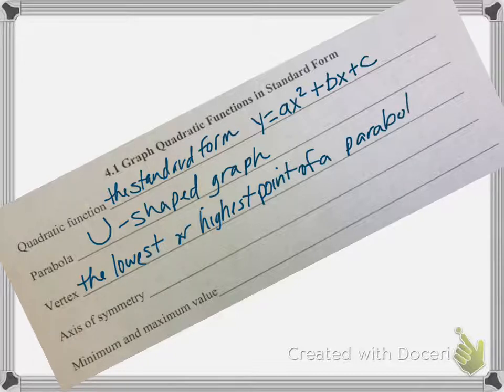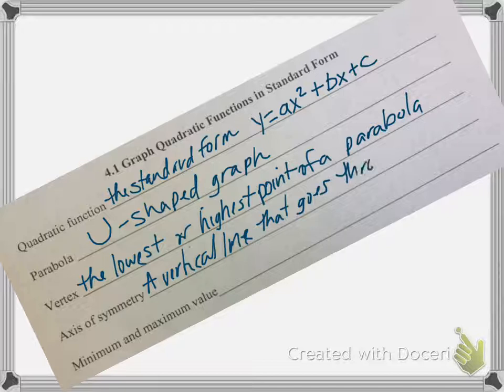The axis of symmetry, we've heard of symmetry before. Symmetry divides stuff. Axis of symmetry, it has to go through a certain point. So the axis of symmetry is a vertical line that goes through the vertex. Because the vertex is either the highest or lowest point, it has to go through there. And once it goes through there, it splits it, it divides it into two equal parts.